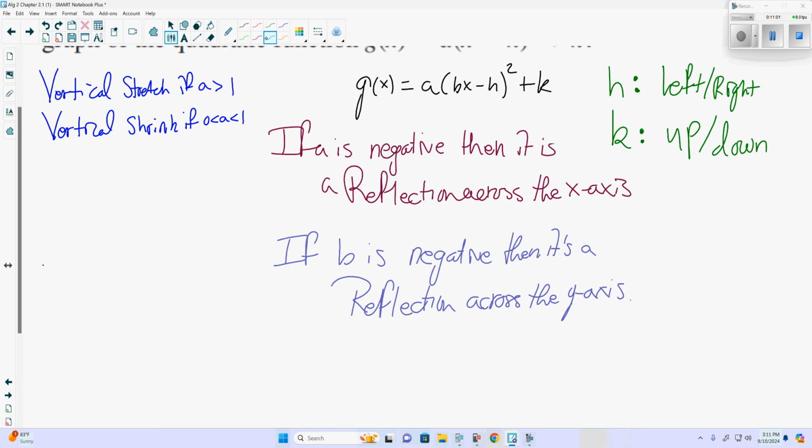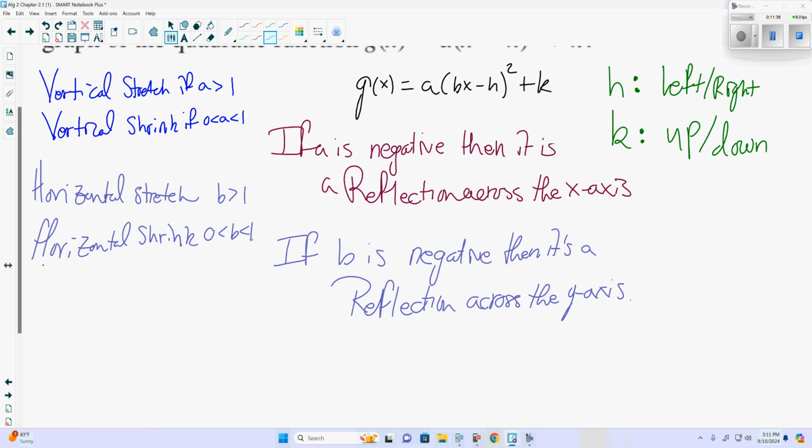Vertical stretch and shrink, we've covered this before. If the value being multiplied in front of the parentheses or by x without parentheses, if a is greater than 1, it's a vertical stretch. If a is between 0 and 1, it's a vertical shrink. And the only other one we have is horizontal stretch. With horizontal stretch or shrink, we have to make sure we flip the value of b before we determine if it's a stretch or shrink.